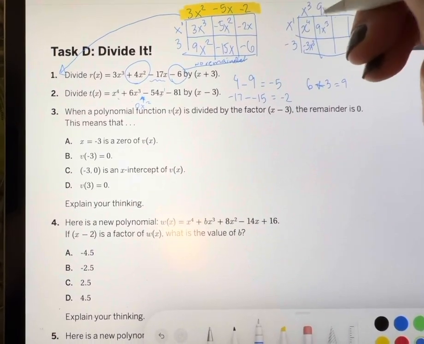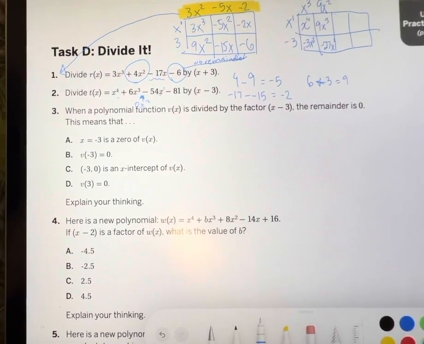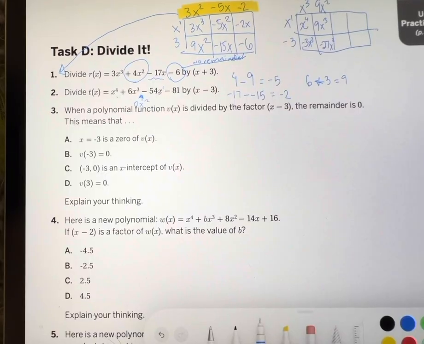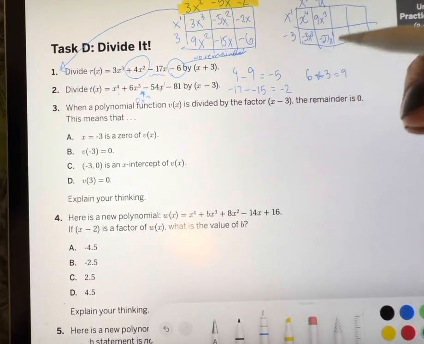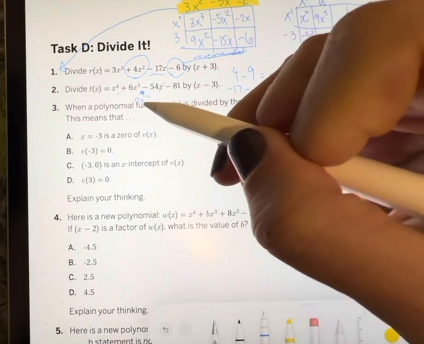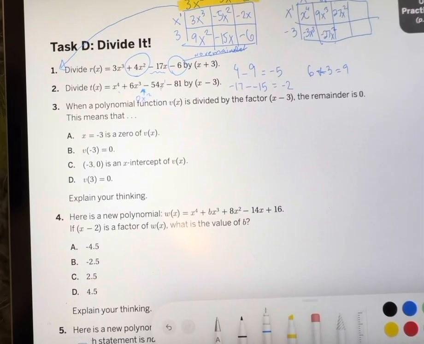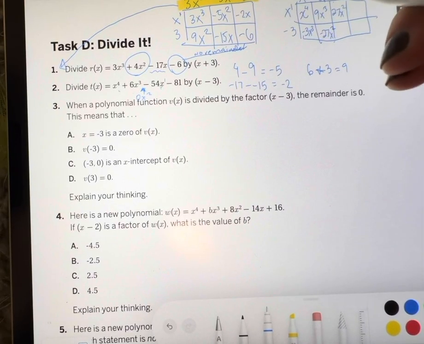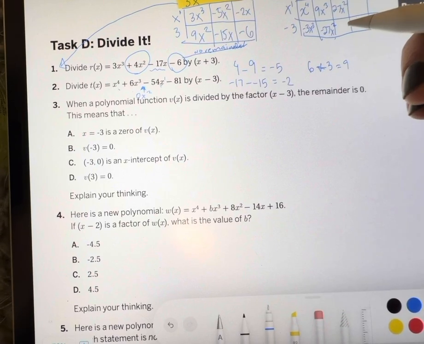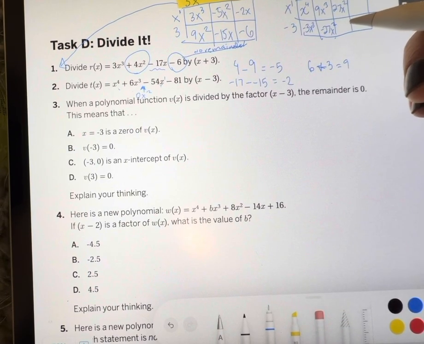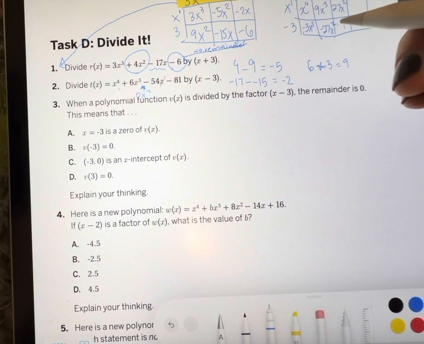Okay, this must be a 9x squared. 9x squared times negative 3 is negative 27x squared. And it's a negative 27. It should be the x squared term. It should be a 0. So we need to add 27 to negative 27 to make it 0. That gives me 27x right there. And then 27 times 3 is going to be, what is that? 1. Carry the 2, 81.